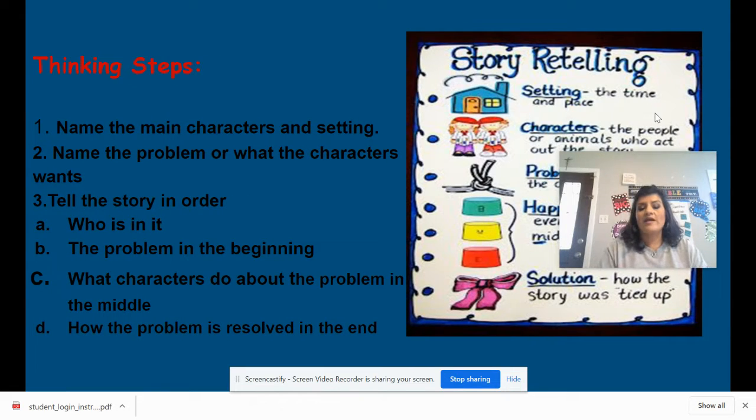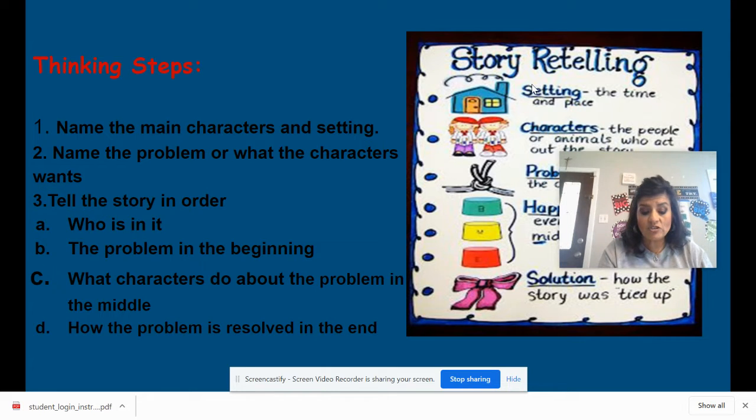Our thinking steps, right? Storytelling is when you tell things in detail, step by step. So you start asking yourself: who were the main characters, where was the setting, what was the problem, what did the characters do about the problem, and how was the problem resolved at the end? And that's how you tell a story in order.